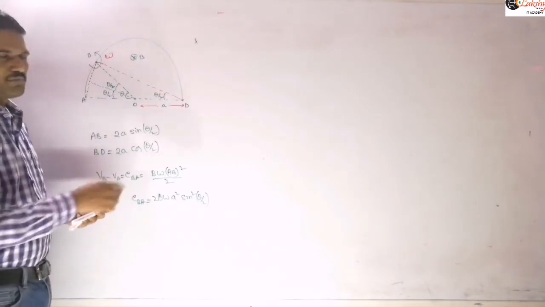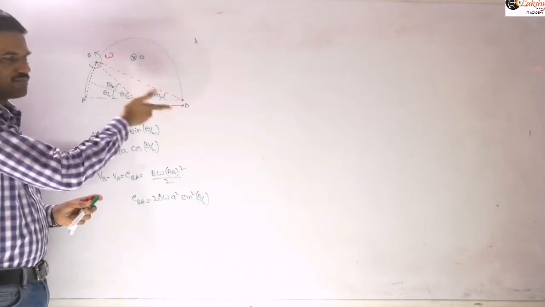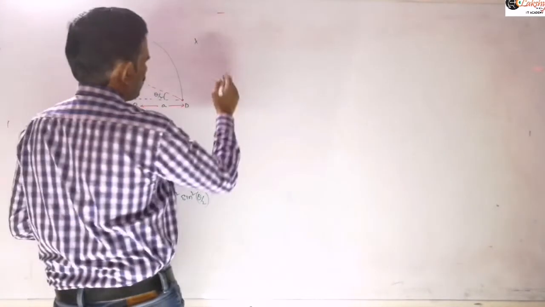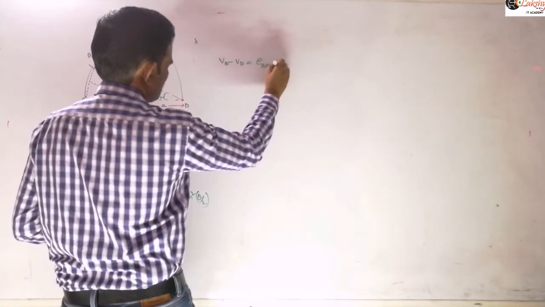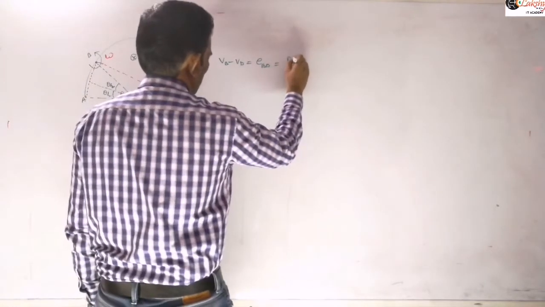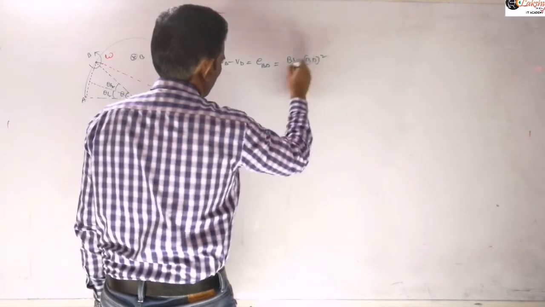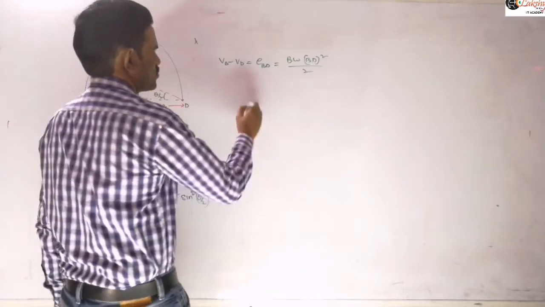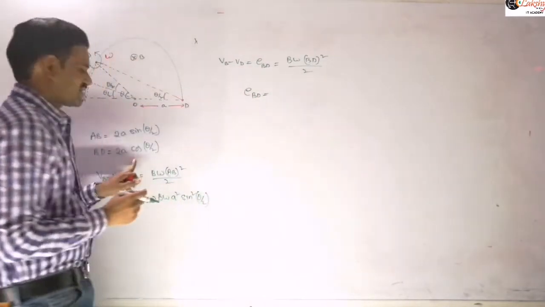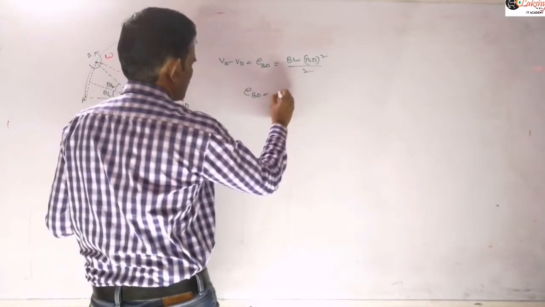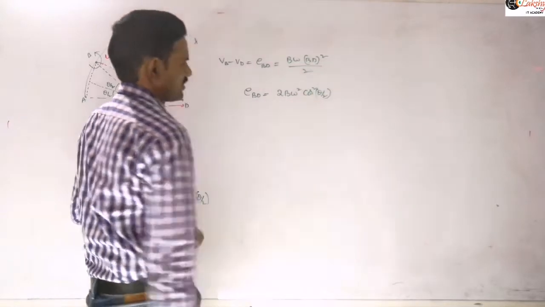Now similarly, between BD, let us write here. In a similar way, B will be the higher potential for BD also. So for that I can write VB minus VD, which I am writing as EBD. This value is again B omega into BD whole square by 2. Now I can substitute the BD value here, so that I can write this as 2B omega A square cos square theta by 2, right?